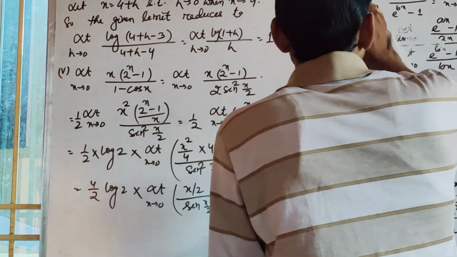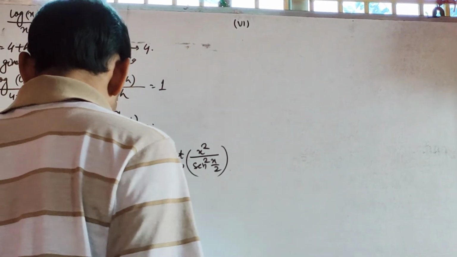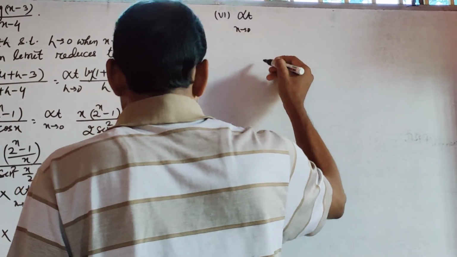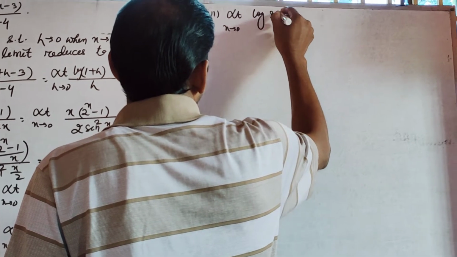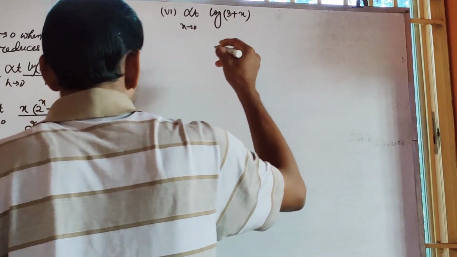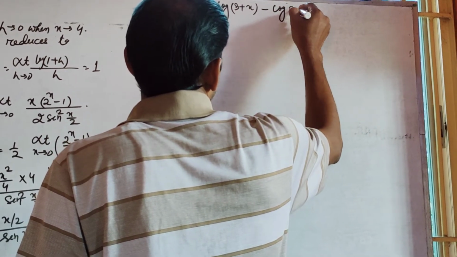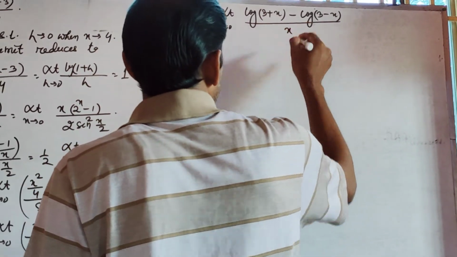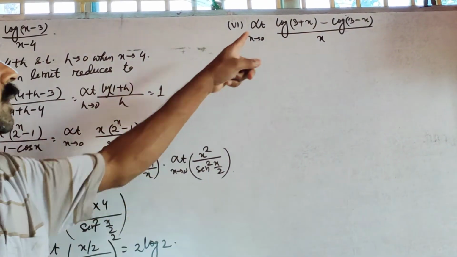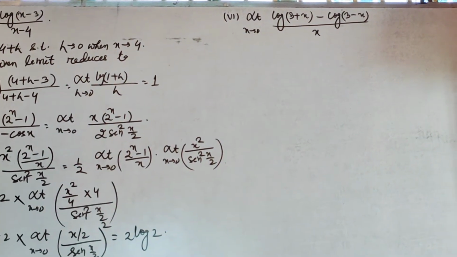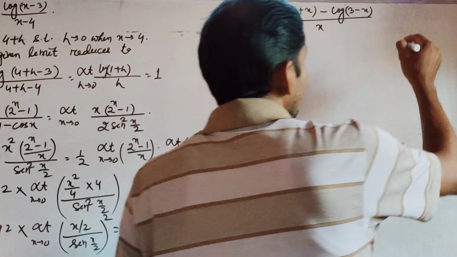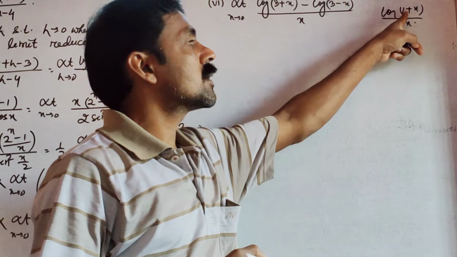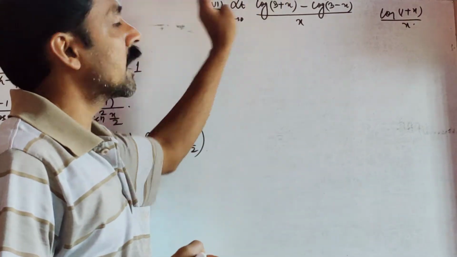Then next is limit x tends to 0, it is log 3 plus x minus log 3 minus x whole divided by x. I have 3 plus x is there, but our standard formula is what? This one, log 1 plus x by x. So in order to bring this 1, what we will do? That we will take 3 common.